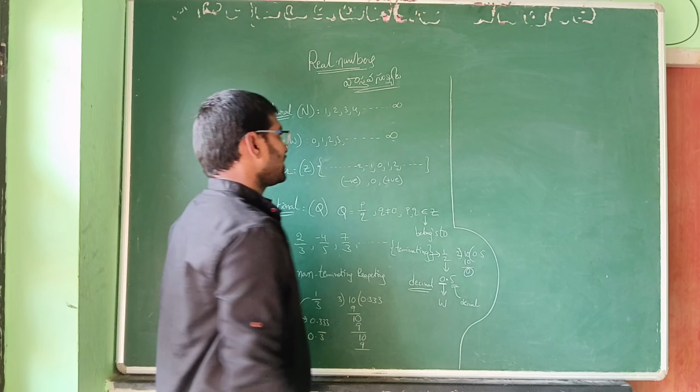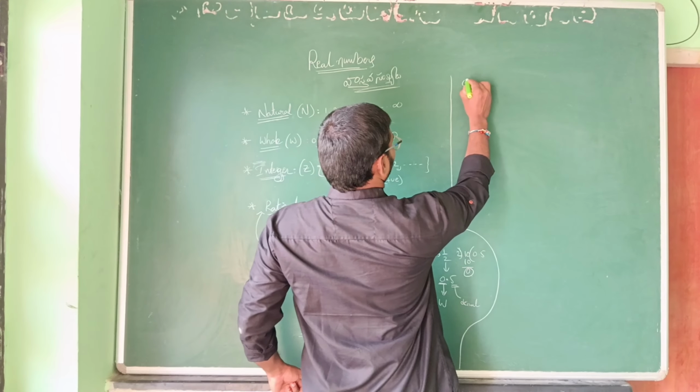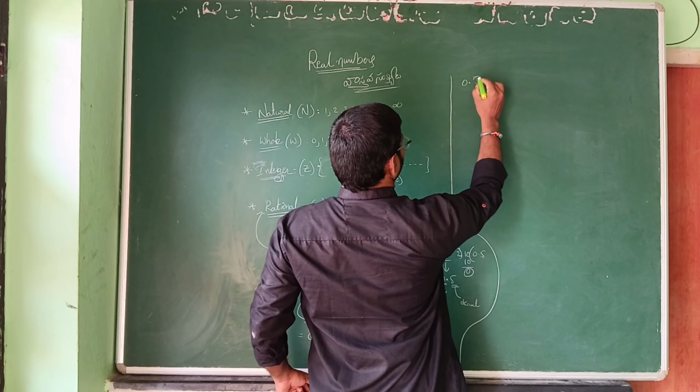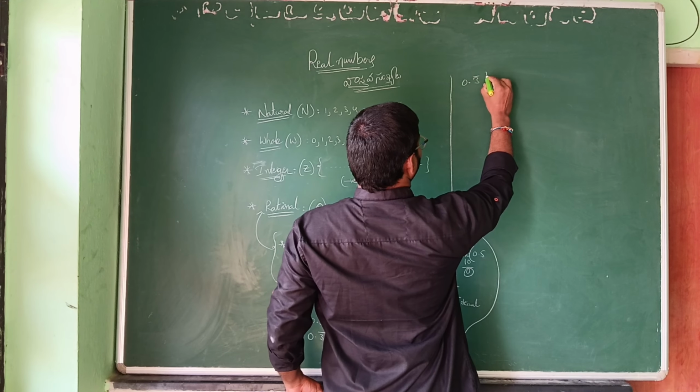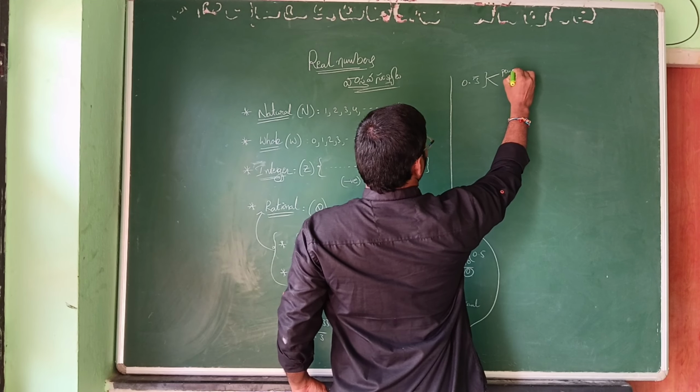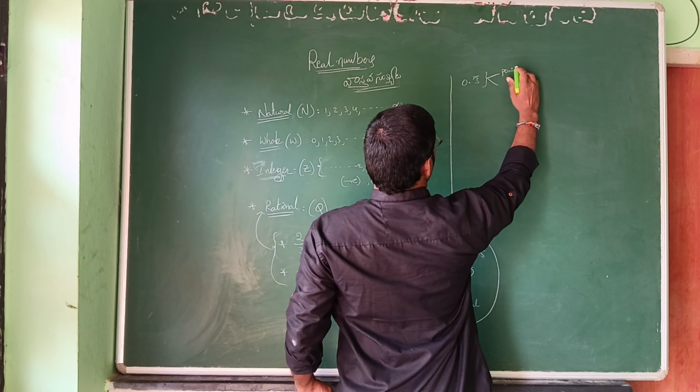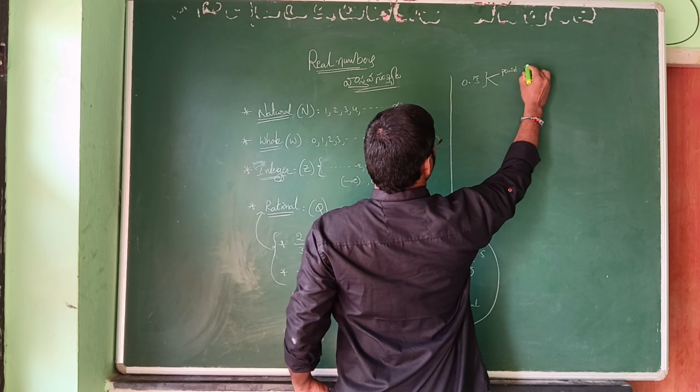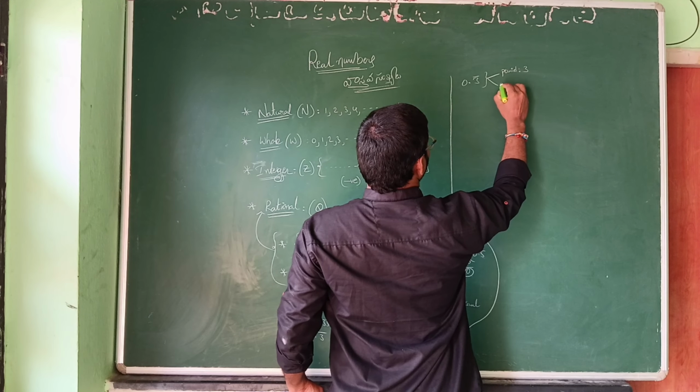Here one thing we will discuss. 0.3 bar, here periodicity is there. Period means how many digits repeat in the decimal part, that is the period.